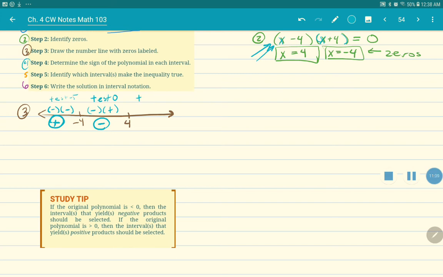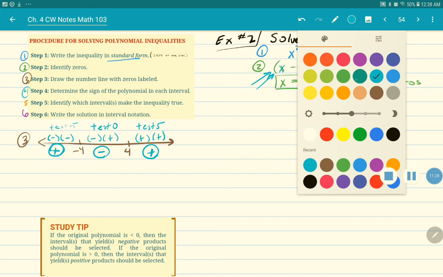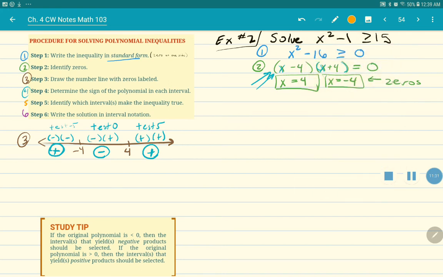And then in the last interval, I'm going to test a 5. And when I test a 5, I get 5 minus 4 is a positive, and 5 plus 4 is a positive, so I get positive for this interval. And then on step 5, I have a greater than or equal to sign. So when the original polynomial is greater than 0, then I'm looking for all the positive products. So the intervals that have a positive. So this one and this one.